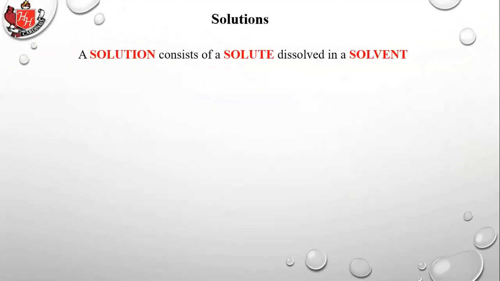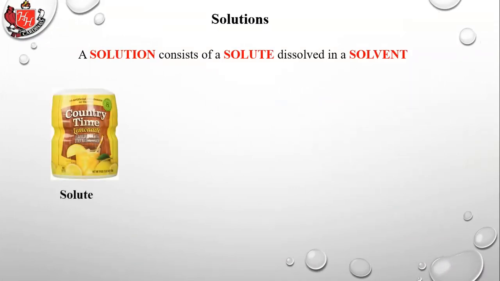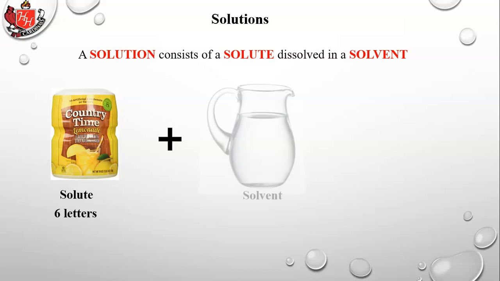A solution consists of a solute dissolved in a solvent. So for a simple example, think of lemonade. The lemonade powder is the solute. It's what's going to be dissolved. And that's 6 letters long. I'll tell you the significance of that in a second. You mix that in a solvent, in this case water.